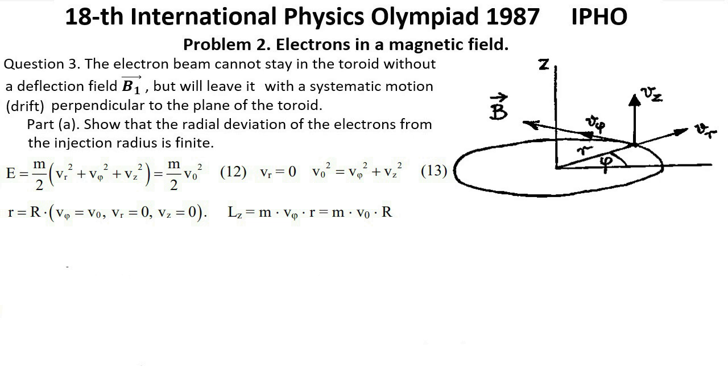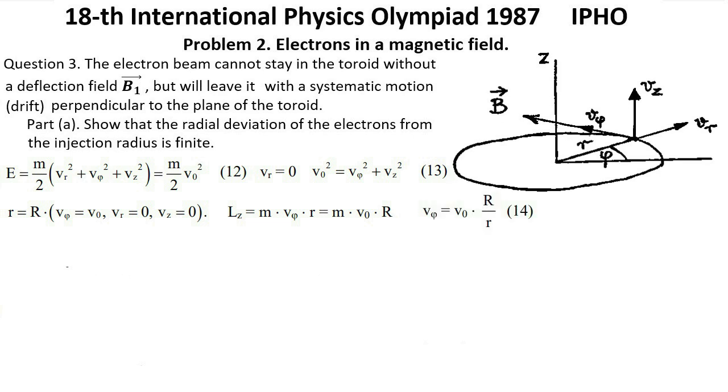To find further inversion points and thus the maximum radial deviation of the electron, the components of velocity v phi and v z in equation 13 have to be expressed by the radius. V phi will be determined by the law of conservation of angular momentum. The Lorentz force obviously has no component in the phi direction, parallel to the magnetic field. Therefore it cannot produce a torque around the z-axis. From this follows that the z component of the angular momentum is a constant, it means Lz equal m v phi small r equal m v0 big R, and therefore v phi equal v0 multiplied by big R over small r, equation 14.